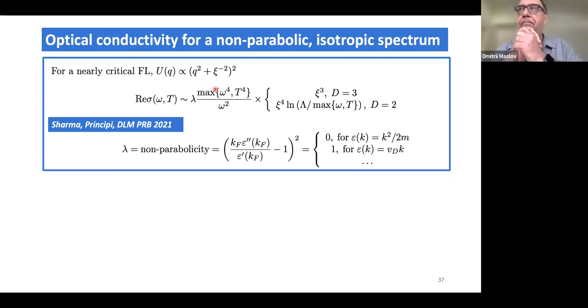Okay, so if we expand near the Fermi surface, we need to go in energy away from the Fermi energy. And that means that the imbalance of velocities will be proportional to, let's say, a factor of frequency. Because the conductivity is a product of two correlators, it gives an extra factor of omega squared in the conductivity. And this is the result for the conductivity, which has an additional omega to the fourth, or T to the fourth, depending on what is larger, as opposed to the Fermi liquid regime, where we have omega squared or T squared.